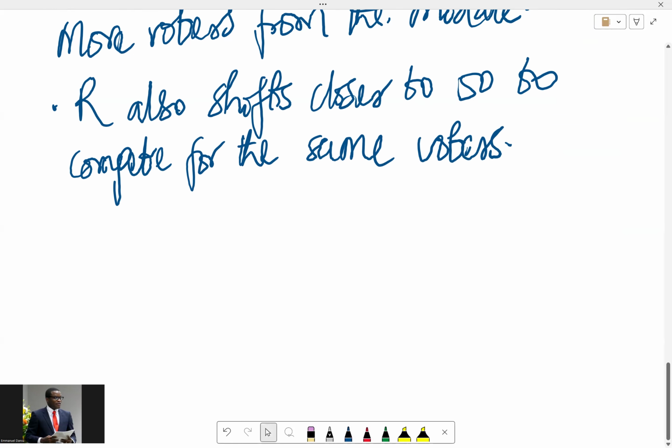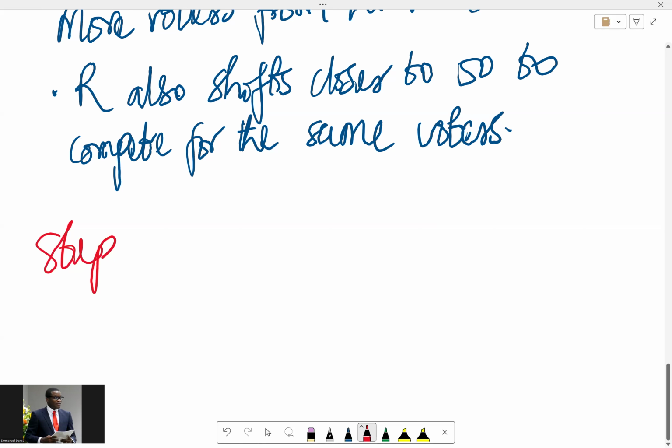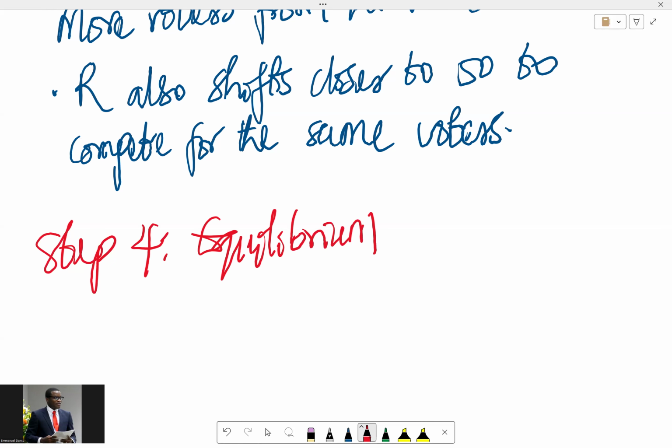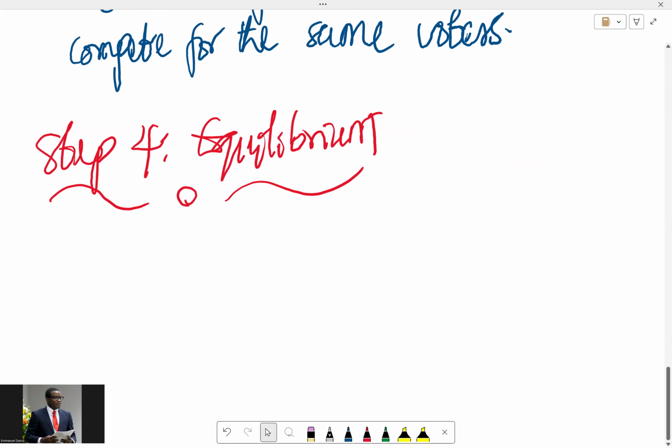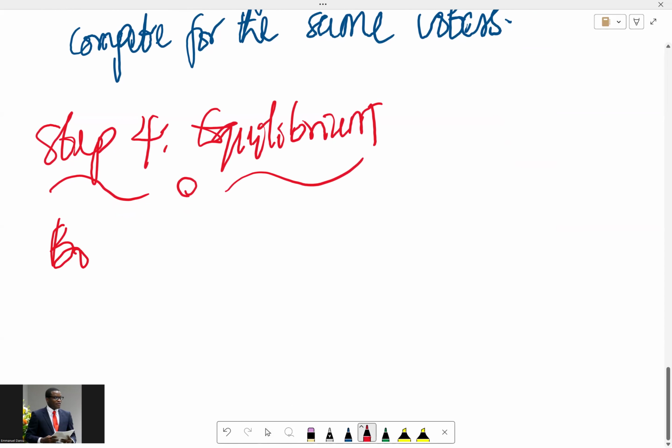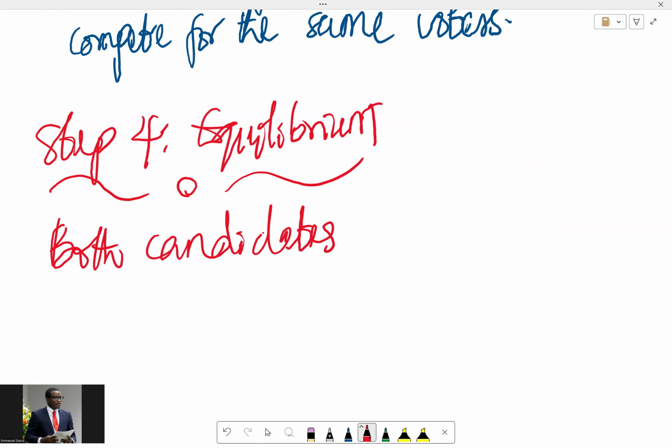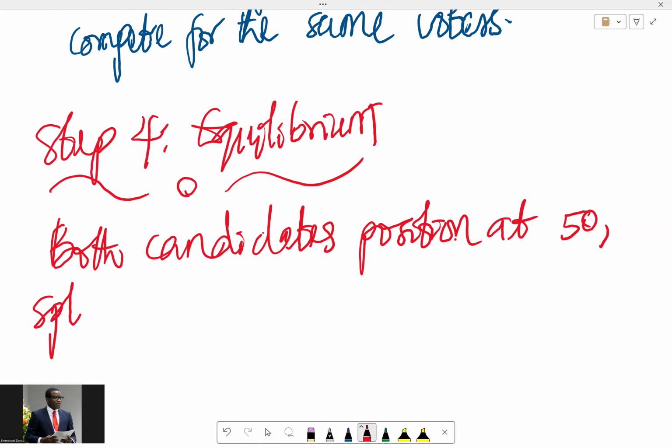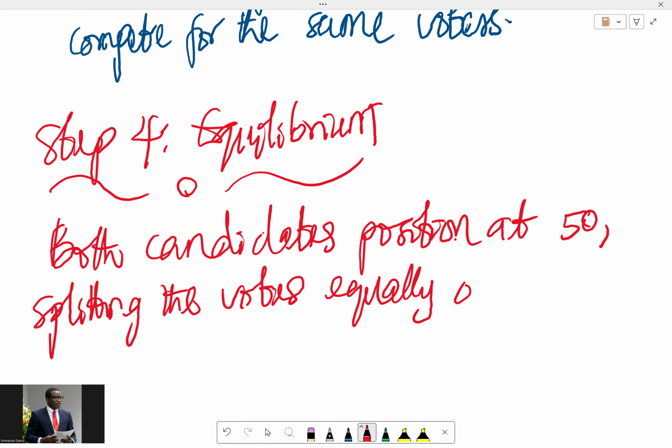And then, in step 4, we talk about equilibrium. Maybe it's Nash or not. We have some kind of equilibrium. So here, both candidates position at 50, splitting the votes equally on either side.